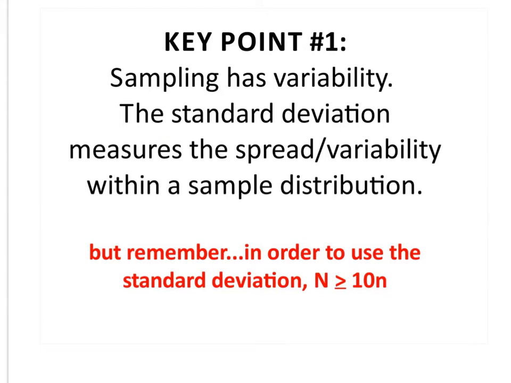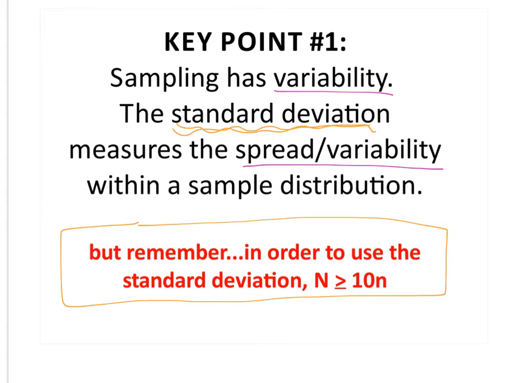So that brings us to key point number 1. Sampling has variability. We've talked about variability. It refers to the spread. And the standard deviation measures the spread or variability within a sampling distribution. So this is review of standard deviation, but we're coming back to this key point because it is going to set us up for how we find our confidence interval. So if we think about standard deviation, we have to remember that in order to use that formula for standard deviation, this has to be true.